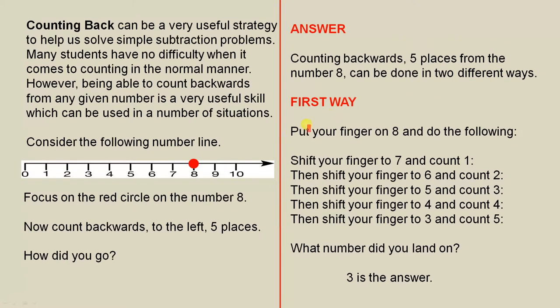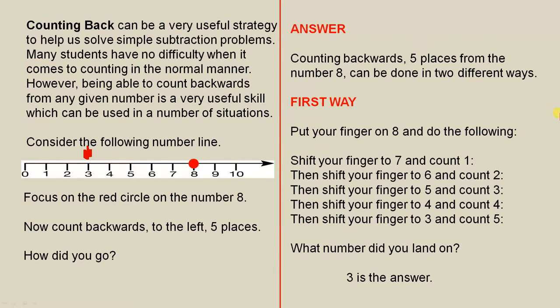Here is the first way. Put your finger on the number 8 and do the following. Go to 7 and count 1. Shift your finger to 6 and count 2. Shift your finger to 5 and count 3. Shift your finger to 4 and count 4. Shift your finger to 3 and count 5. What number did you land on?